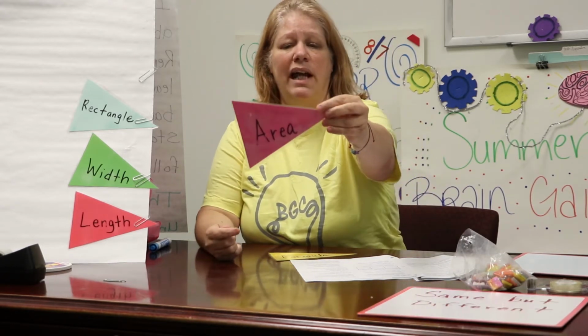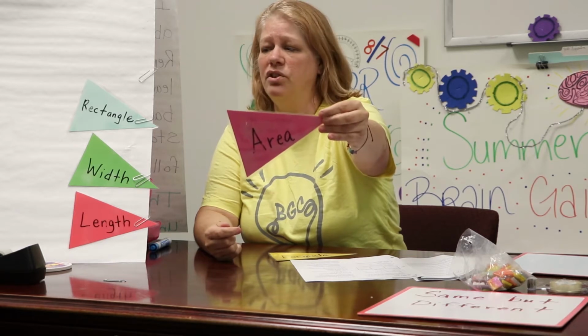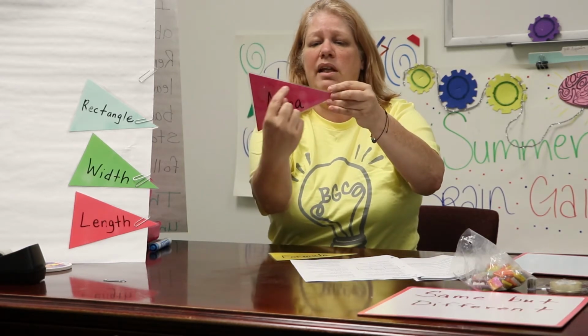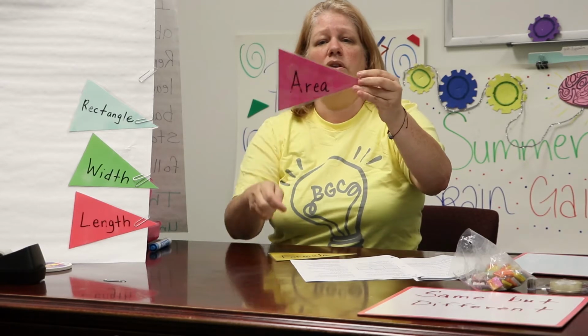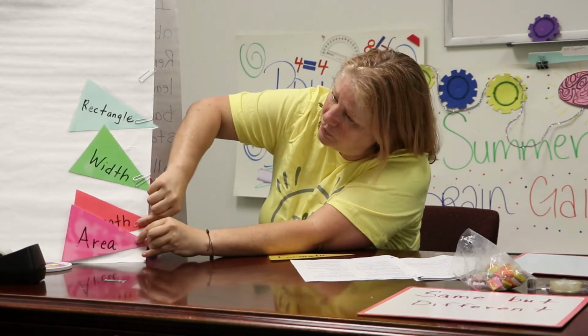Our next word is area. Area is the amount of space inside the edges of a flat 2-dimensional shape. Like the inside of this triangle. We would find the area of that.